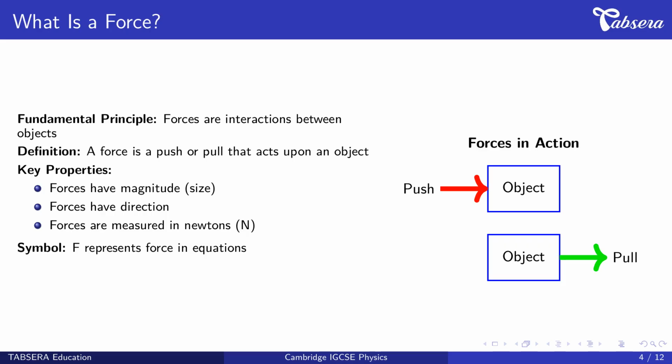Forces have three key properties. First, magnitude, which means size. Forces can be strong or weak. Second, direction. Forces always act in a specific direction. Third, measurement. Forces are measured in newtons, abbreviated as capital N. In equations, we use the symbol F to represent force. The diagram illustrates forces in action. The red arrow shows a push force moving the object away. The green arrow shows a pull force drawing the object toward the source.